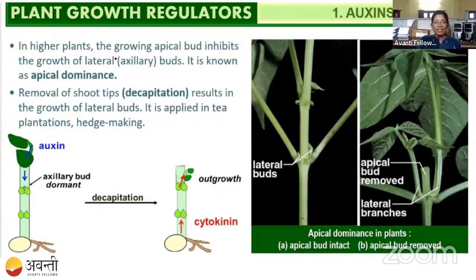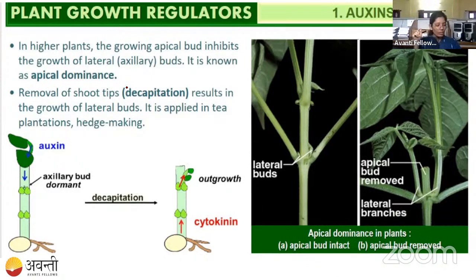In higher plants, the growing apical bud inhibits the growth of lateral buds. It is known as apical dominance. But here one thing is there by this auxin. As we all know, auxin is going to grow apically. Apically means what? In the tip. In the tip, if the plant is growing, that is mainly because of auxin.